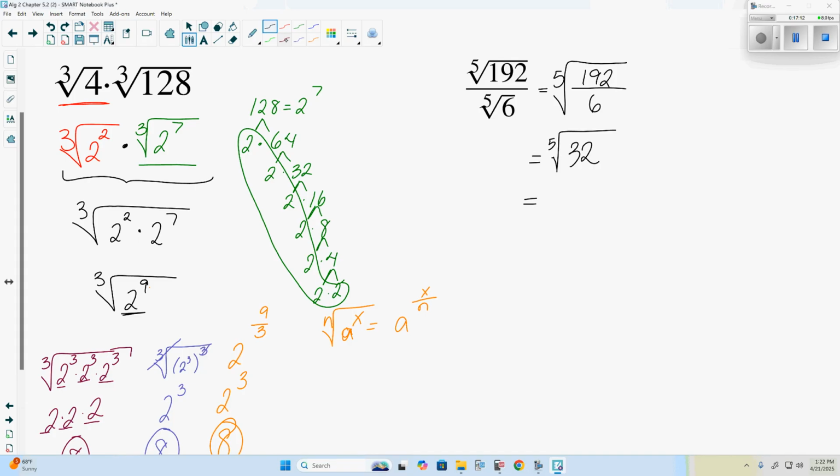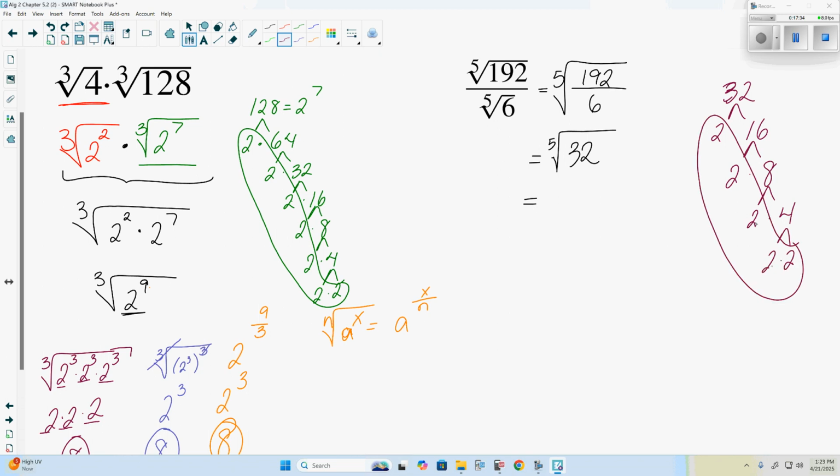All right, guys, focus in. Now we need to see what number times itself, if there is a number times itself 5 times, gives us 32. Well, 32 is 2 times 16. 16 is 2 times 8. 8 is 2 times 4, and 4 is 1, 2, 3, 4.